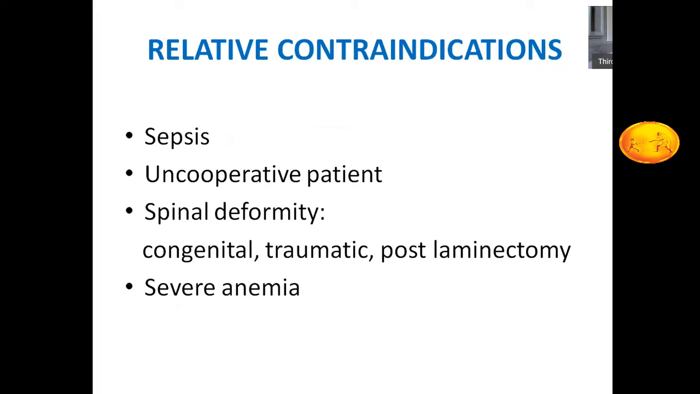Relative contraindications: sepsis, like infection, bacteremia in the patients, high grade fever, uncooperative patient, again the spinal deformity. If there is a congenital, traumatic, or post spine surgery deformity, here the spinal anesthesia becomes very difficult, so it may be a relative contraindication. Severe anemia, because of the effects on the heart, again can be a relative contraindication for giving the spinal anesthesia.